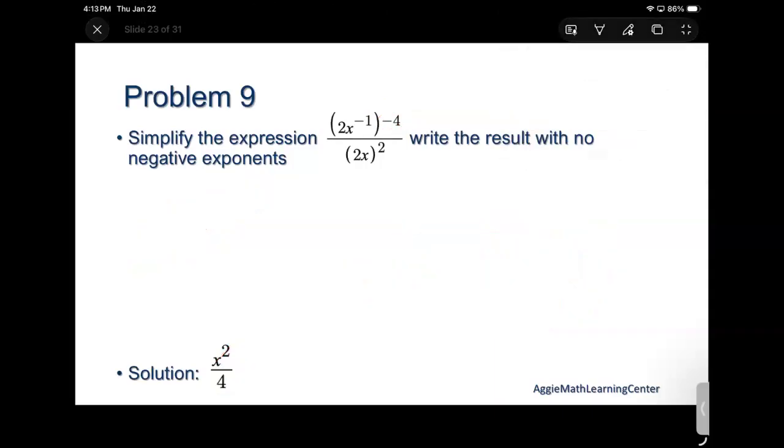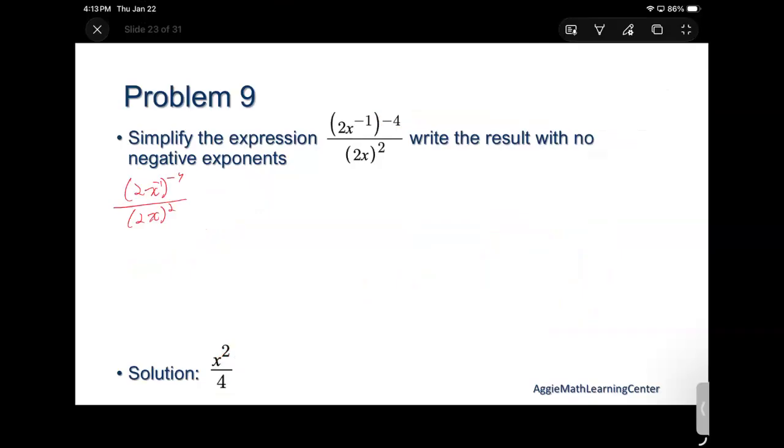Okay, cool. So you want to just go through this one again? Okay, so we've got (2x^-1)^-4 over 2x squared. So let's start by simplifying the numerator.